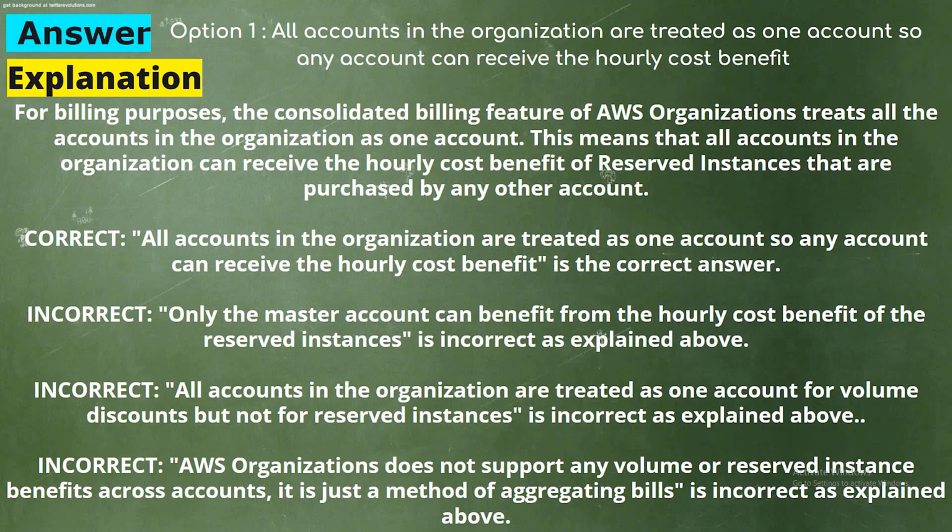Correct. All accounts in the organization are treated as one account so any account can receive the hourly cost benefit is the correct answer. Incorrect. Only the master account can benefit from the hourly cost benefit of the reserved instances is incorrect as explained above. Incorrect. All accounts in the organization are treated as one account for volume discounts but not for reserved instances is incorrect as explained above. Incorrect. AWS Organizations does not support any volume or reserved instance benefits across accounts, it is just a method of aggregating bills is incorrect as explained above.